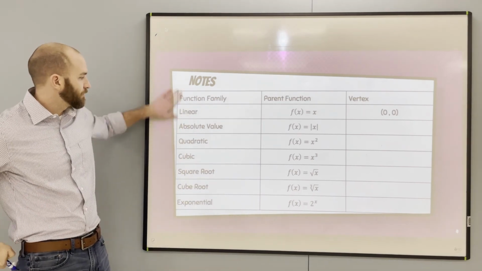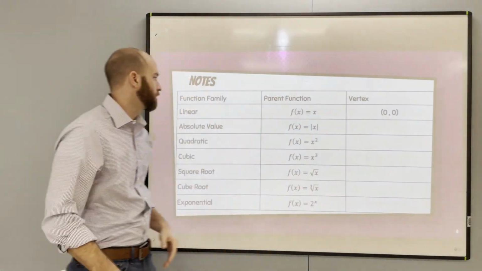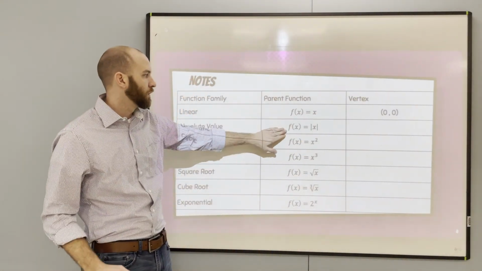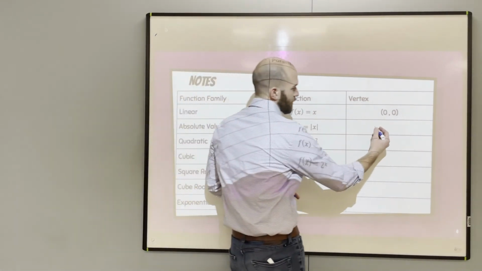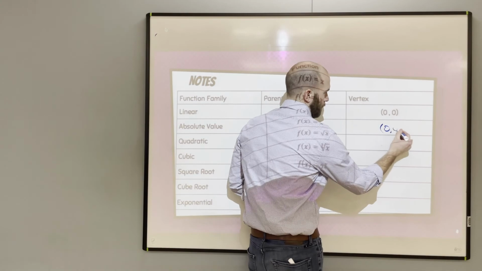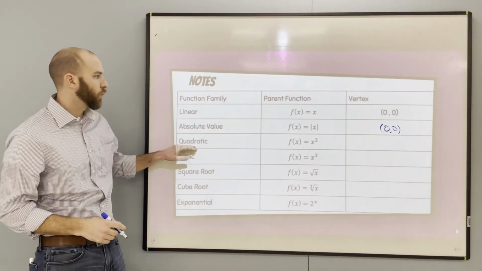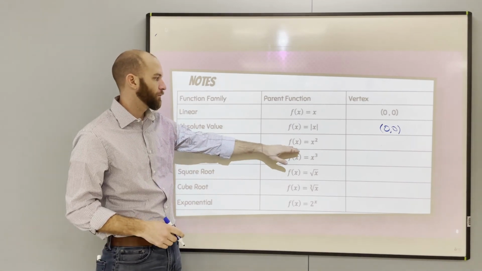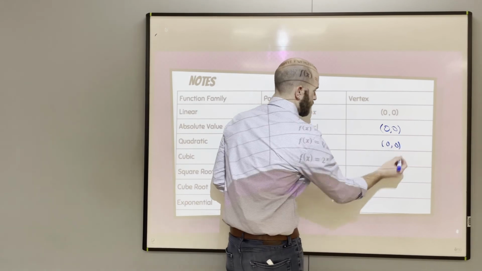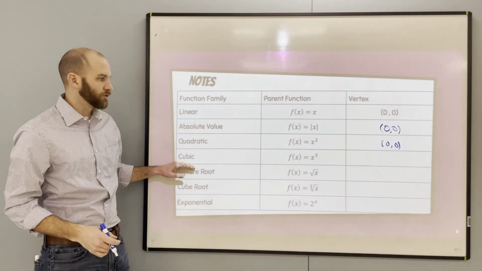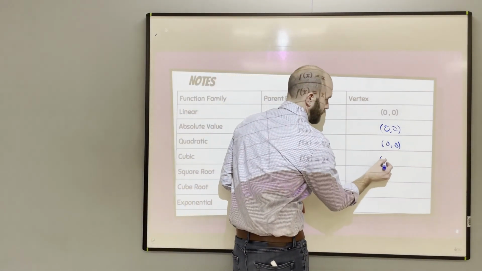So we have our different function families, and we've got parent functions here, and we're going to write the vertexes in this last column. So for our absolute value, we have f of x equals the absolute value of x. We would have a vertex on that one at 0, 0. As well as the line f equals x. The quadratic function, f of x equals x squared, also has a vertex at 0, 0. The cubic function, f of x equals x cubed, also has a vertex at 0, 0.